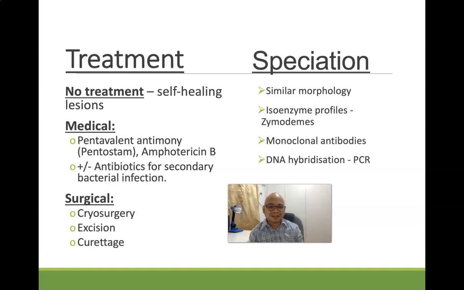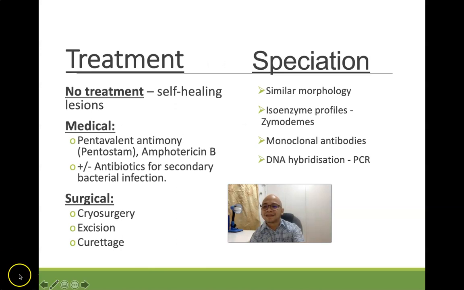Okay, to speciate or to identify the species, because it's kind of difficult to determine which species we are looking for, because all you'll see in the tissue biopsies are amastigotes. So you may want to look for zymodemes. It's an example of isoenzymes usually found in protozoans, monoclonal antibodies, and PCR through DNA hybridization.